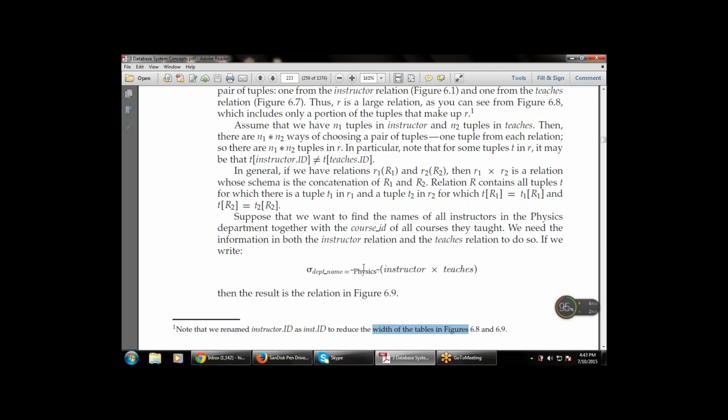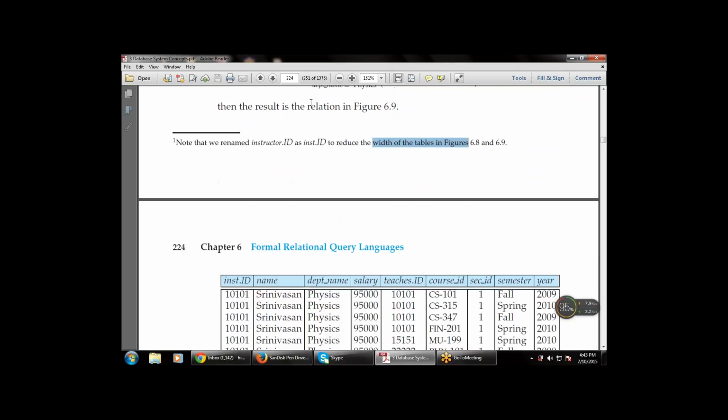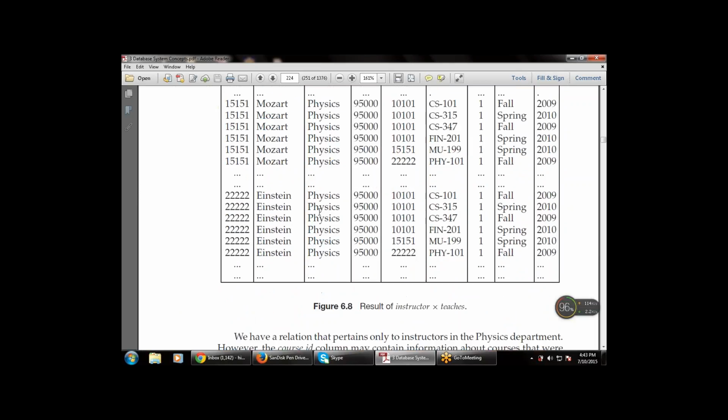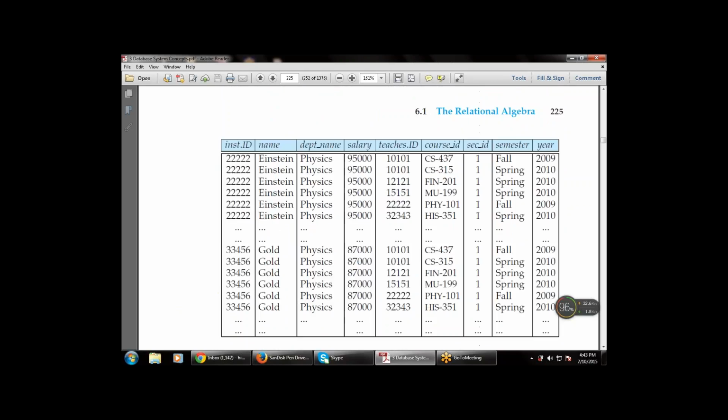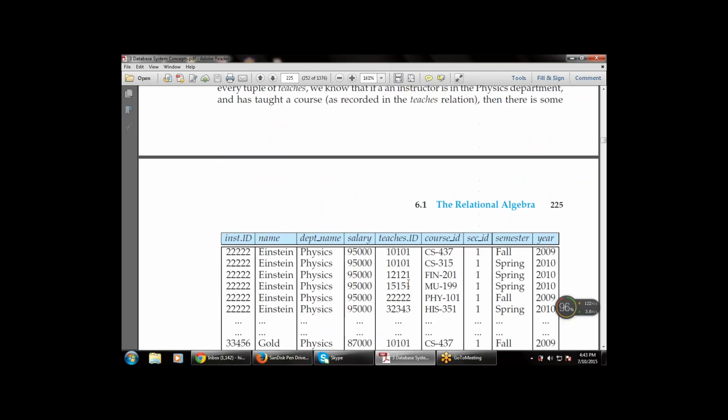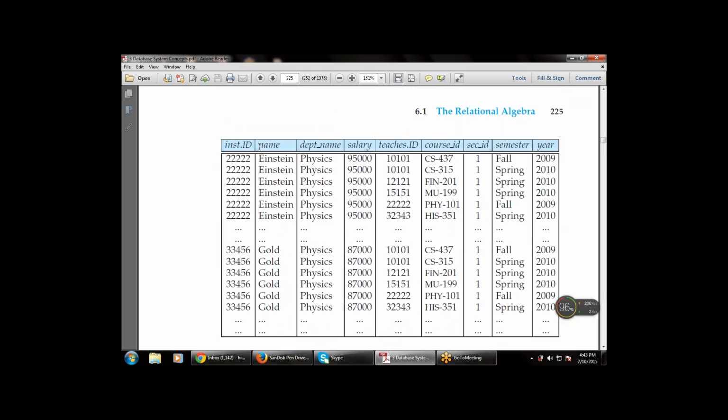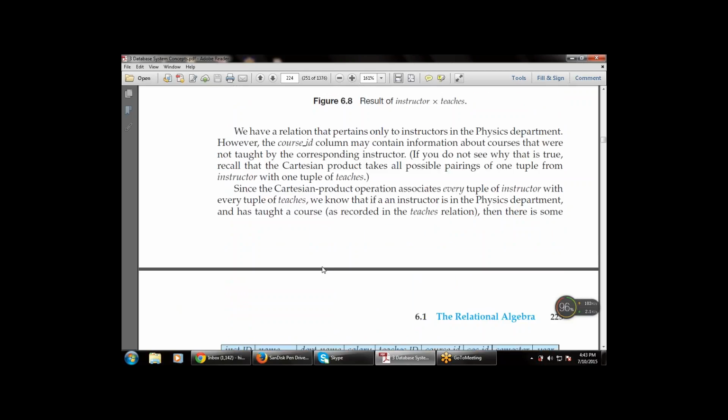If we write sigma department name equals physics, that is finding the department name that equals physics from the two tables. How do I know there are two tables? Because this is the multiply sign, instructor into teaches. This relation is available in figure 6.9, which is the result of selecting department name equals physics from the two tables, instructor and teaches.